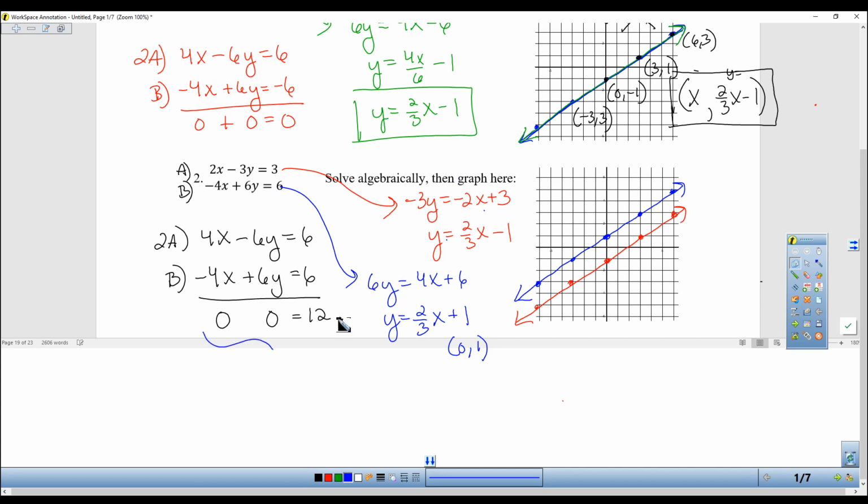Here's the little way you can remember. If you get a false equation, so 0 is not equal to 12, the lines are parallel.